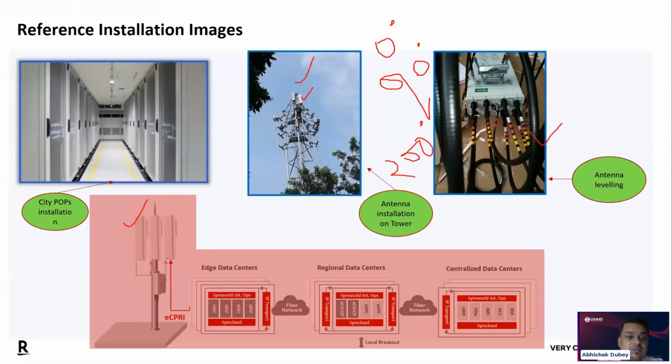The other thing is city POPs installation. City POPs is another term; you can call it an edge data center. So this is the edge data center, city POPs. There will be a location, maybe a building or any shelter, where you are going to install the racks, and inside the racks you are going to install the servers, your DU servers.